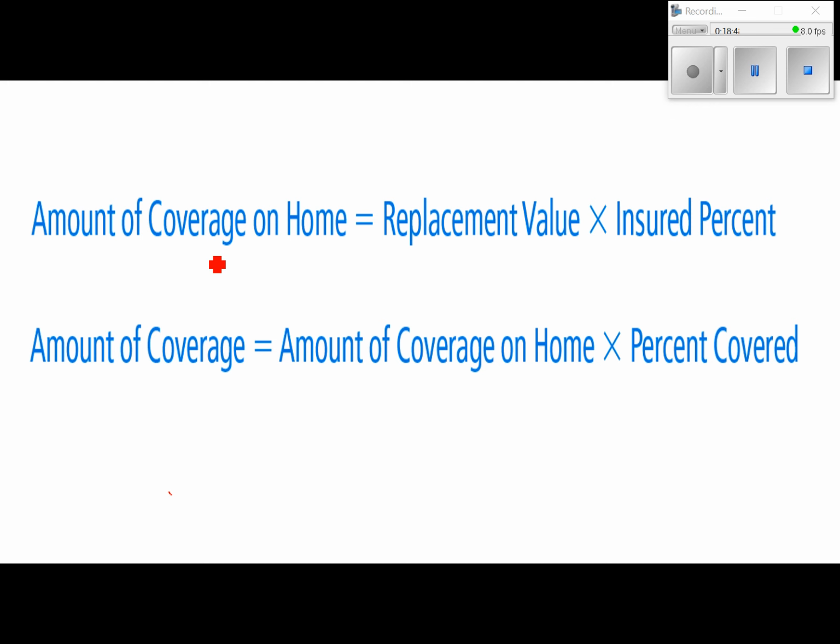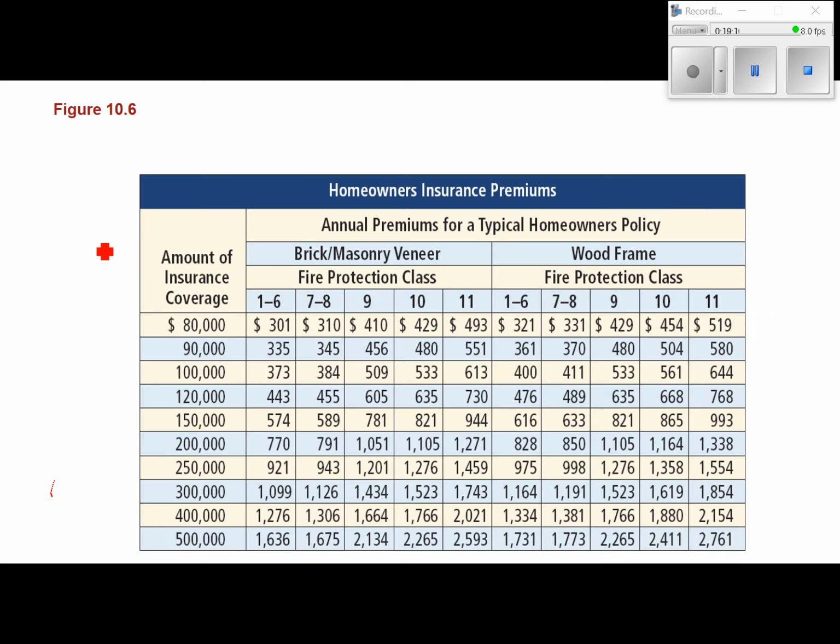A couple of formulas here: amount of coverage on the home equals replacement value times the insured percent. Amount of coverage is the amount of coverage on the home times the percent covered. You want to try to cover 100%. You don't want it to be 50%. If the house all burns down and you're only covered for 50% of what it was worth, then it's not going to do a whole lot of good.